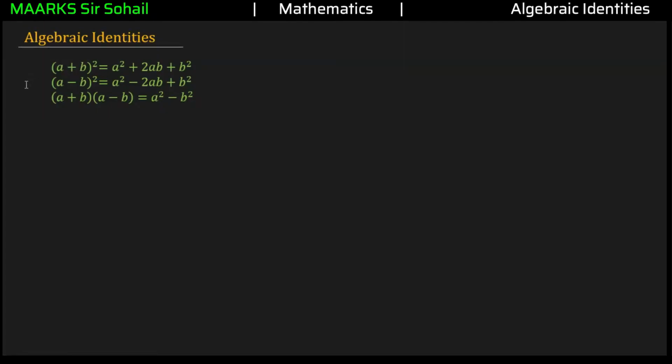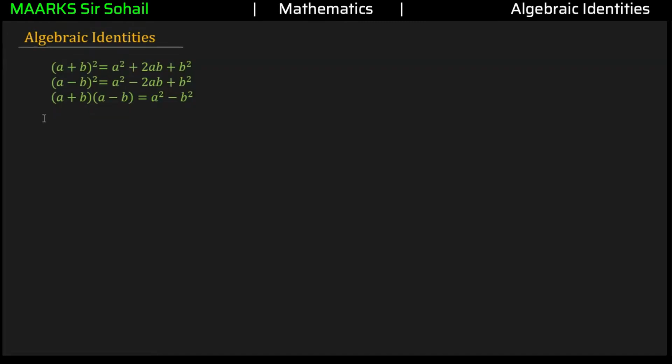Then we have the second one, (a minus b) whole square is equal to a square minus 2ab plus b square. So in this particular equation the only difference is the plus and minus sign. You need to remember one thing, that the first term and the last term are always positive, whether it's (a plus b) whole square or (a minus b) whole square.